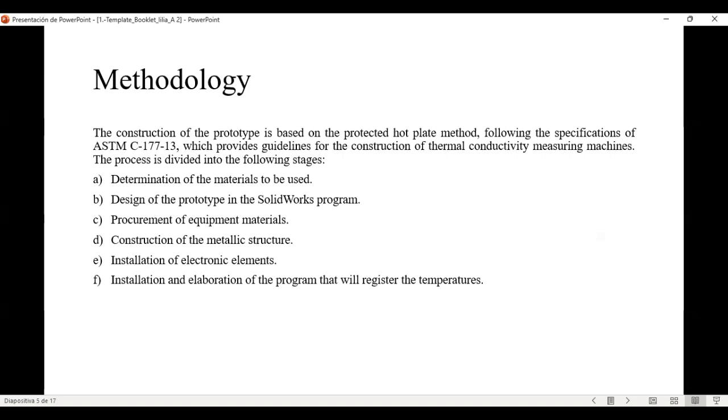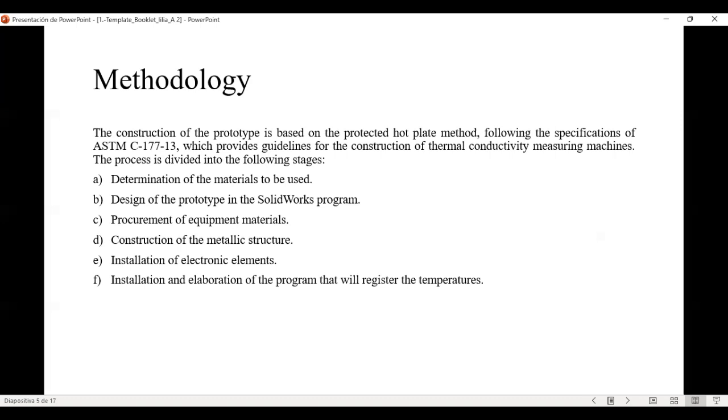The selection of materials for the construction of the prototype is of vital importance. For that reason, it was based on the ASTM C177 standard to have an optimal performance of the equipment. The equipment plates are made of aluminum. Design of the prototype in the SolidWorks program. The design for its construction was carried out in the SolidWorks program.